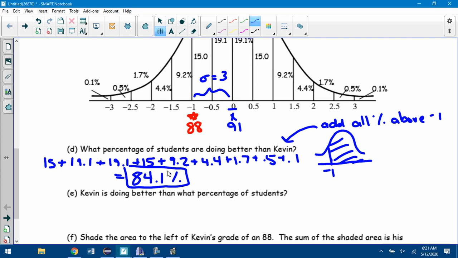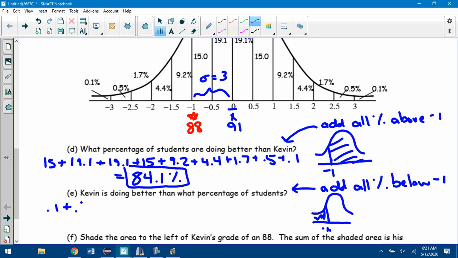Kevin is doing better than what percentage of students? So this is slightly different. Whoever Kevin is doing better than, that means that here's Kevin here. He's doing better than all these people. So here we're going to add all percent below negative 1. Okay, so that would be 0.1 plus 0.5 plus 1.7 plus 4.4 plus 9.2. I just looked at all these numbers right here.